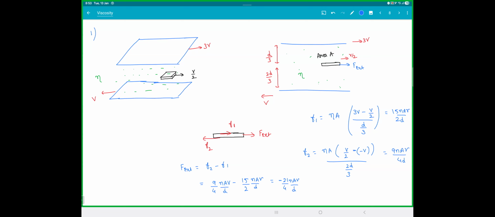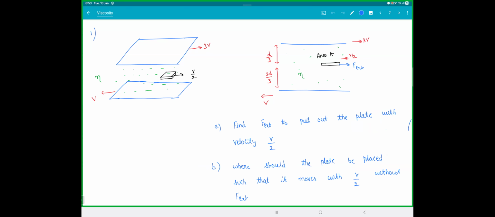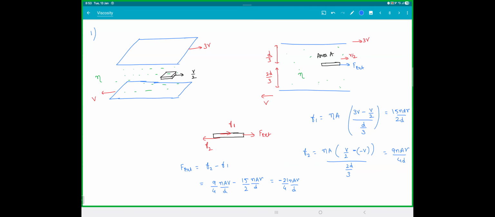What about the second part of the question? So where should I keep the plate so that the F external is 0? You want the plate to go with v by 2 without any external force. So indirectly, I'm saying F1 must be equal to F2. Get this? I'll give you a minute.